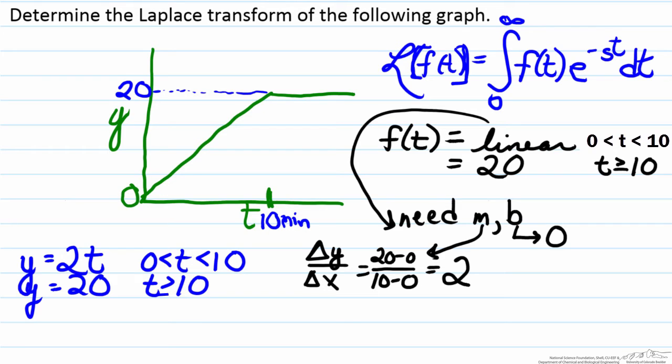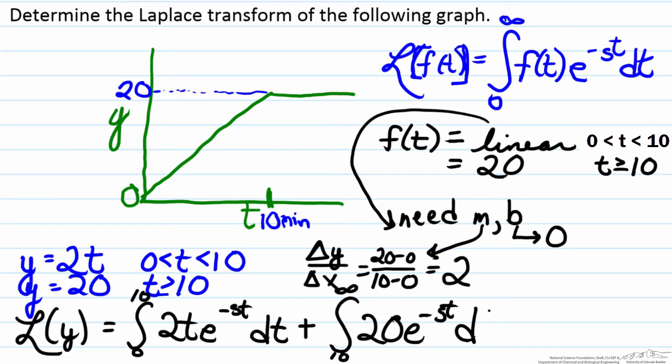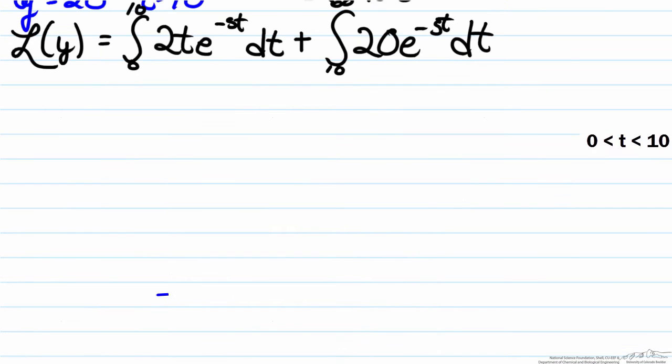Now that we have the piecewise function, we can use the Laplace transform equation. So therefore, our Laplace of y is going to equal the integral from 0 to 10, the first part of our piecewise function, 2t e to the negative st dt, plus the integral from 10 to infinity of 20 e to the negative st dt. We will now integrate these two terms. We're going to start with the second term because it is simpler to integrate.